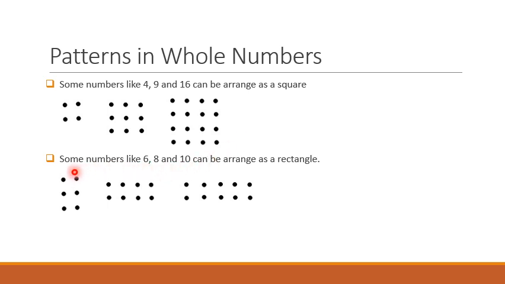Now some numbers like 6, 8, 10 can be arranged in the form of a rectangle. So we can call them rectangular numbers. Generally all the even numbers can be represented in the form of a rectangle. So it's like this: I can write 6 as 1, 2, 3, 4, 5, 6. Similarly, I can write 8 in the form of a rectangle. 10 can also be represented in the form of a rectangle. So all the even numbers can be represented in the form of a rectangle.